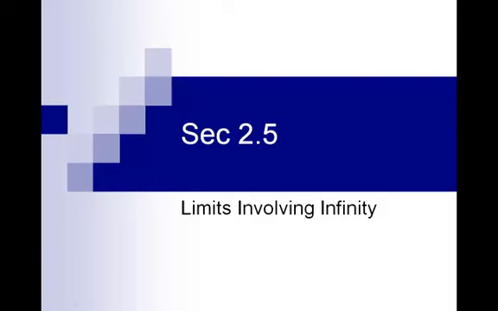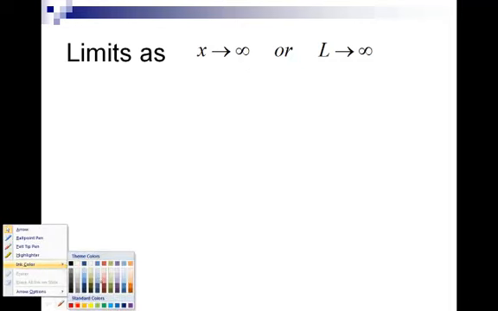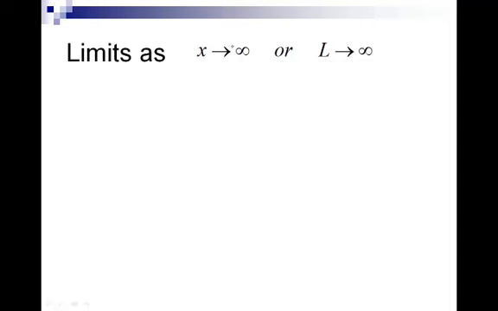Section 2.5 is limits involving infinity. This is a pretty brief unit with just some conceptual things, so let's get started. We're looking here at two things. One, what happens to the limit as x approaches infinity, and we could do plus or minus infinity here, positive or negative infinity. Or we're looking at what if the limit approaches infinity.